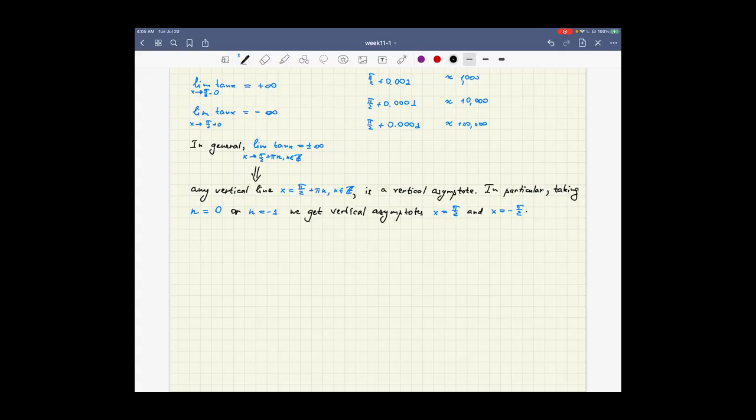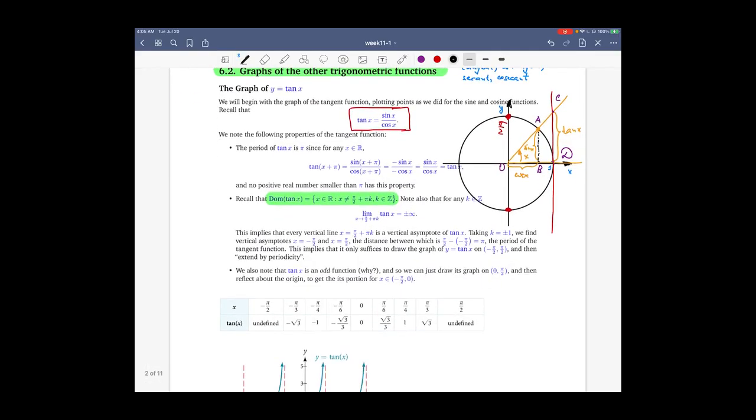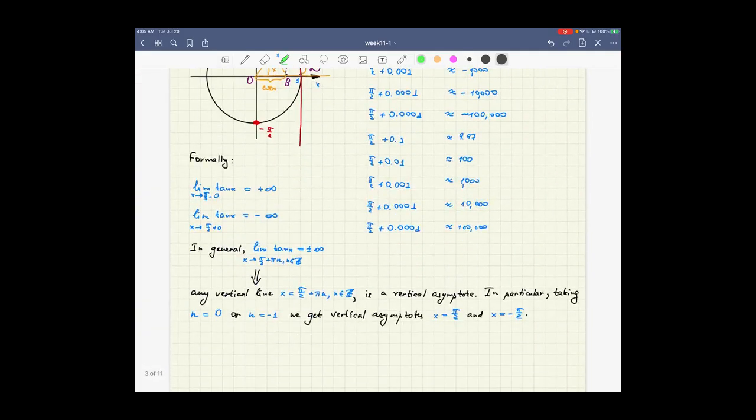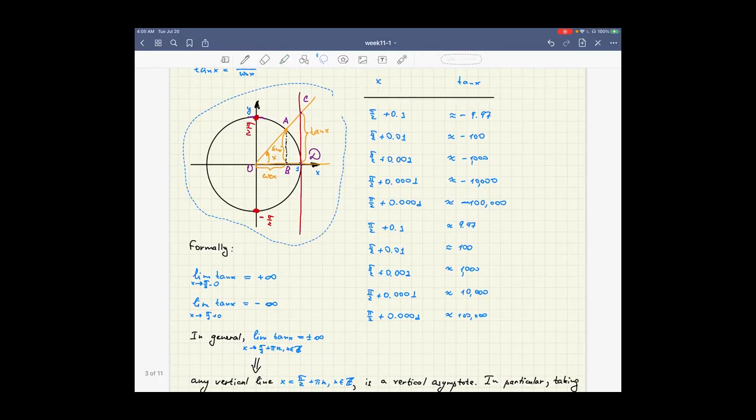All right. We'll get back to asymptotes in a minute, after we talk about the periodicity of tangent. We already talked about periodicity of tangent in the past, but let's remind ourselves that tangent is a pi periodic function. That is again easy to establish using the unit circle. Let me copy this picture again.